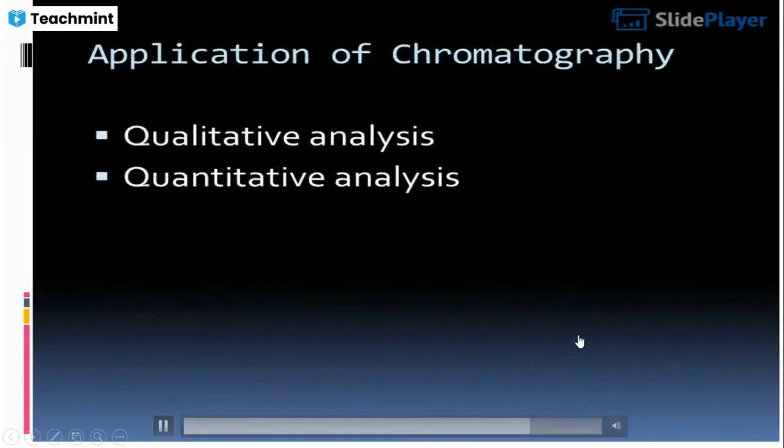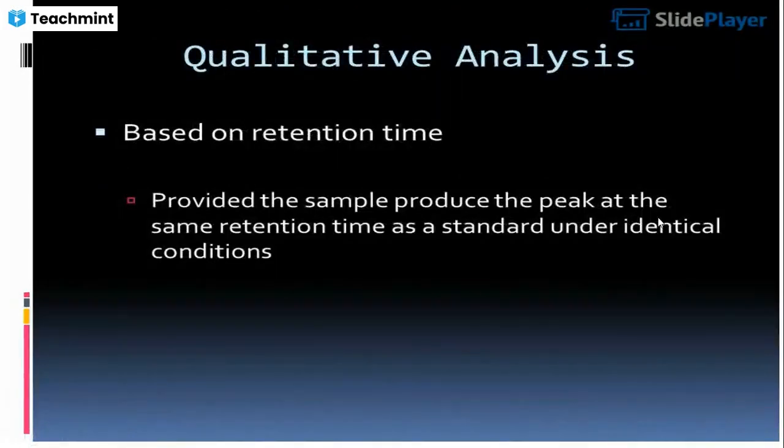Application of chromatography. Qualitative analysis and quantitative analysis. Qualitative analysis is based on retention time, provided the sample produces a peak at the same retention time as a standard under identical conditions.